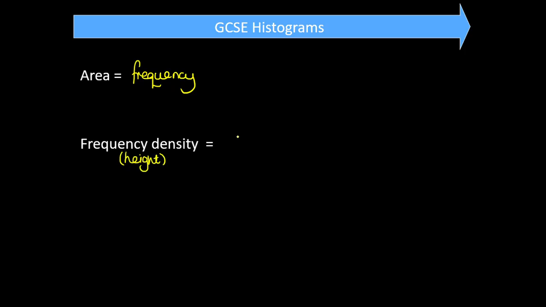And the frequency density, which is the height of a bar, is calculated by doing the frequency divided by the class width. Now, using those two facts, I'm going to look at three problem-solving questions. Here is the first one.